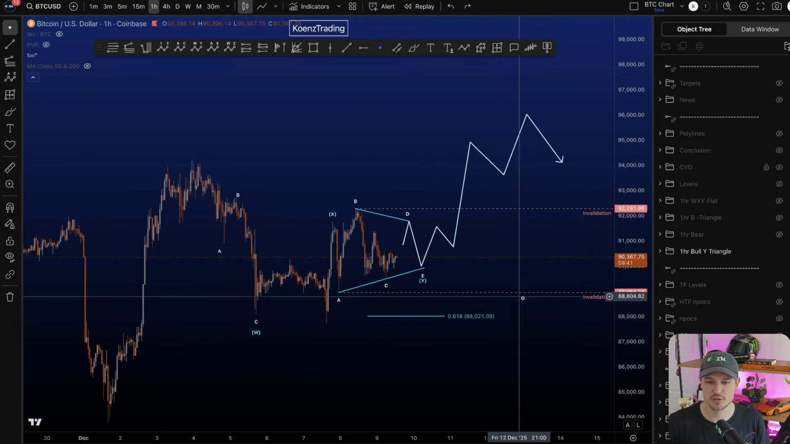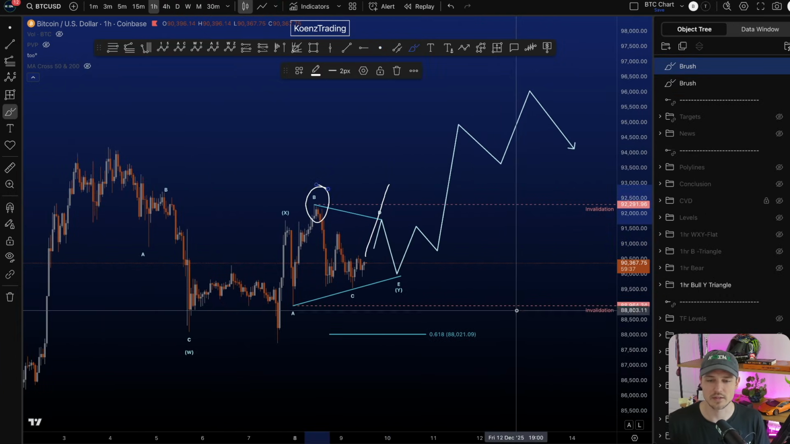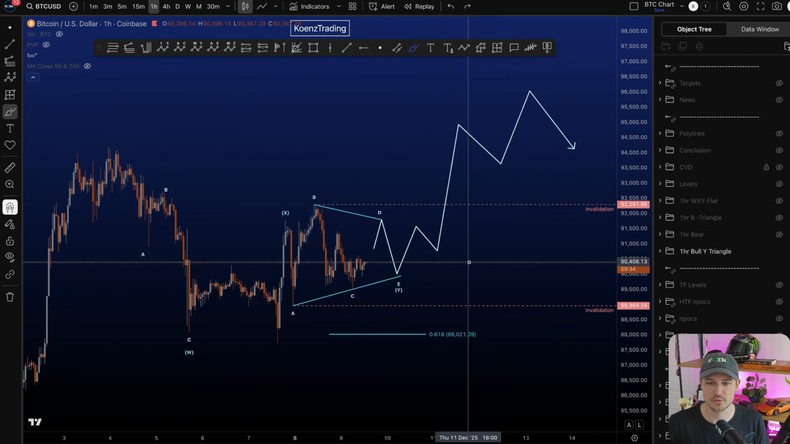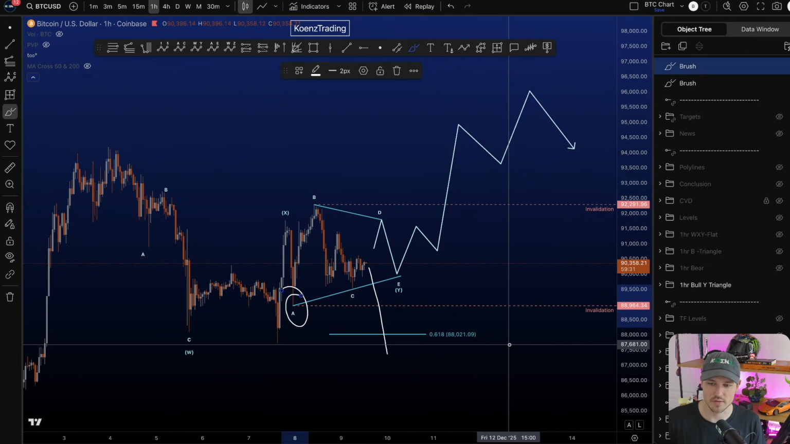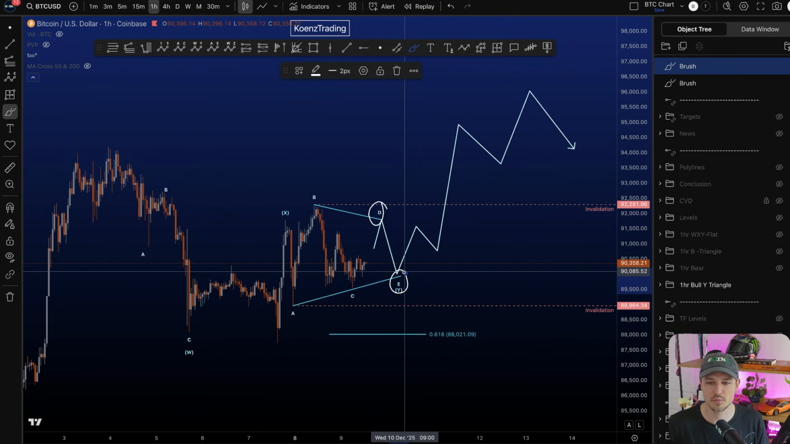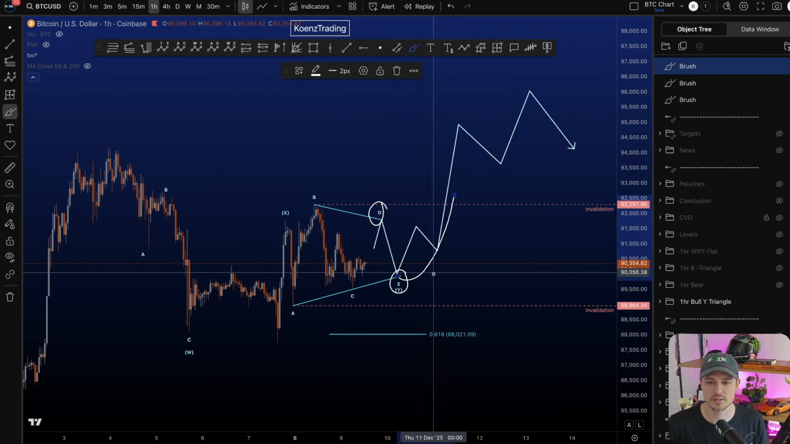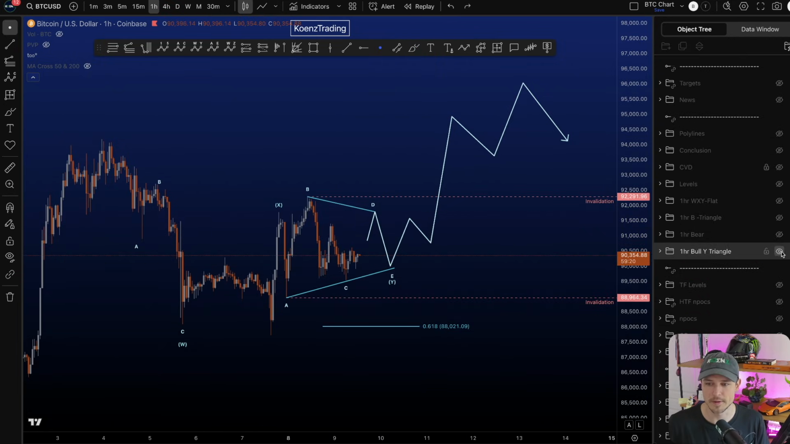Now, the invalidation for this scenario is price moving to the upside here, taking out the high of B at 92.3K, or move down over here and move below the low of wave A at 88.9K. You need to finish a wave D and a wave E before price is allowed to move towards the upside and move beyond wave B.